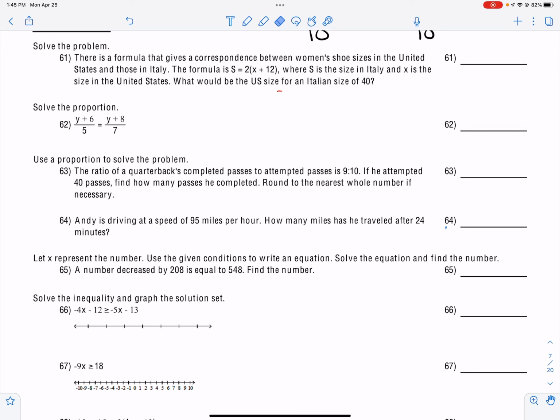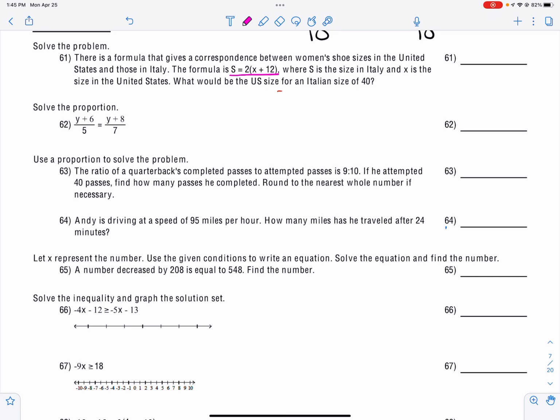All right, this is Math 103, final exam review, starting with number 61. And this is coming from chapter 6, where you have to use formulas. So they give you a formula here that says S is equal to 2(X plus 12), where S is the size in Italy and X is the size in the United States. And so we want to know what the US size for a woman's shoe is when the Italian size is 40.